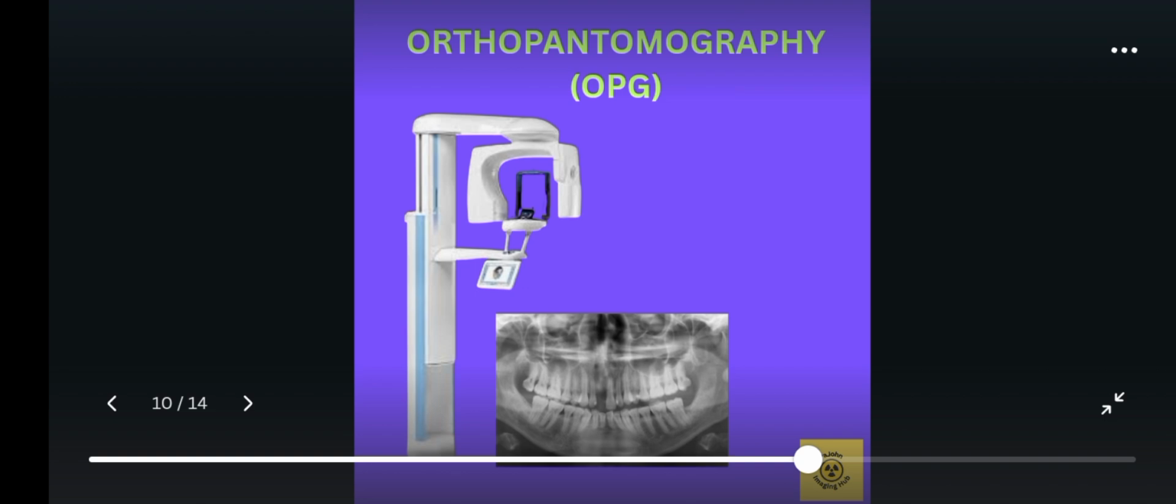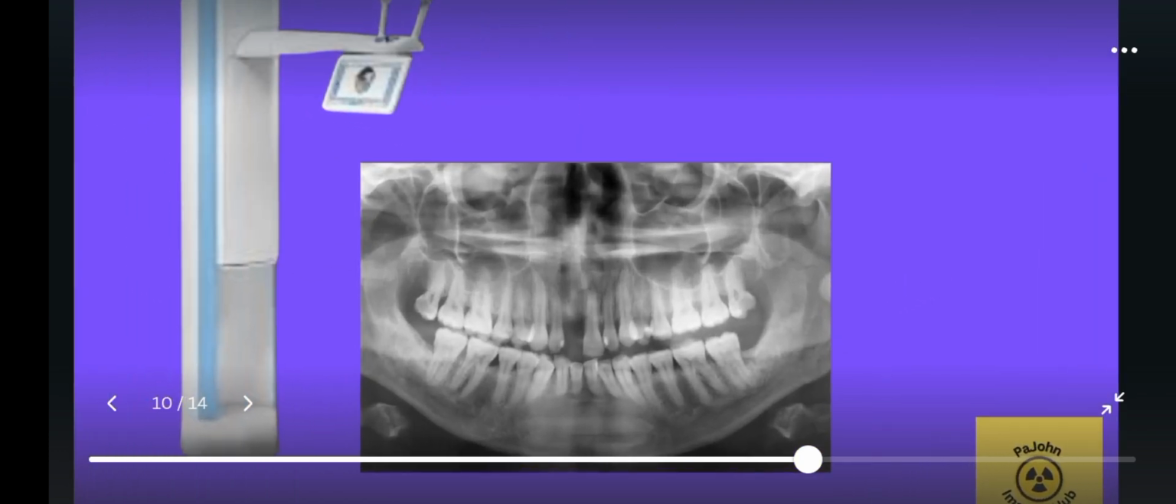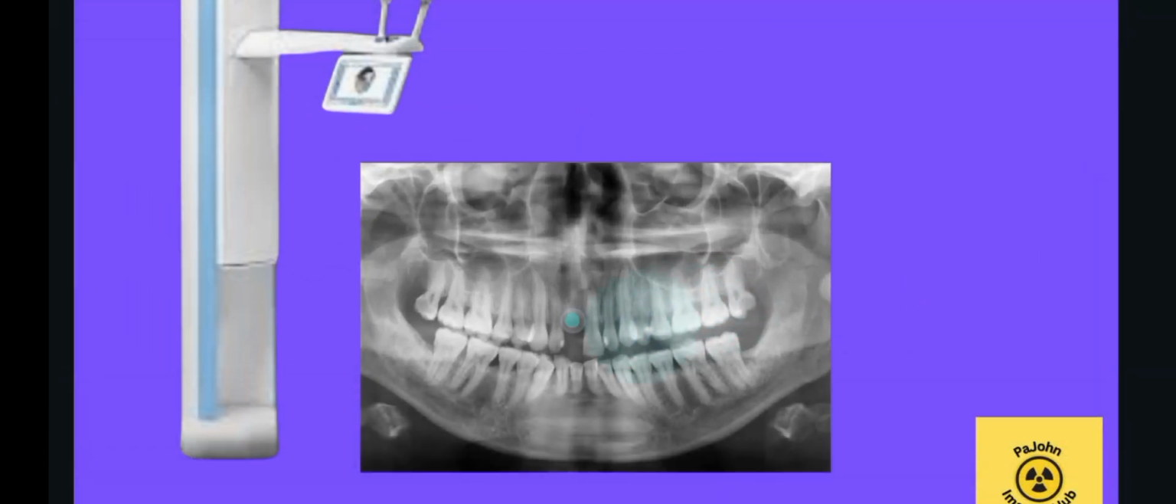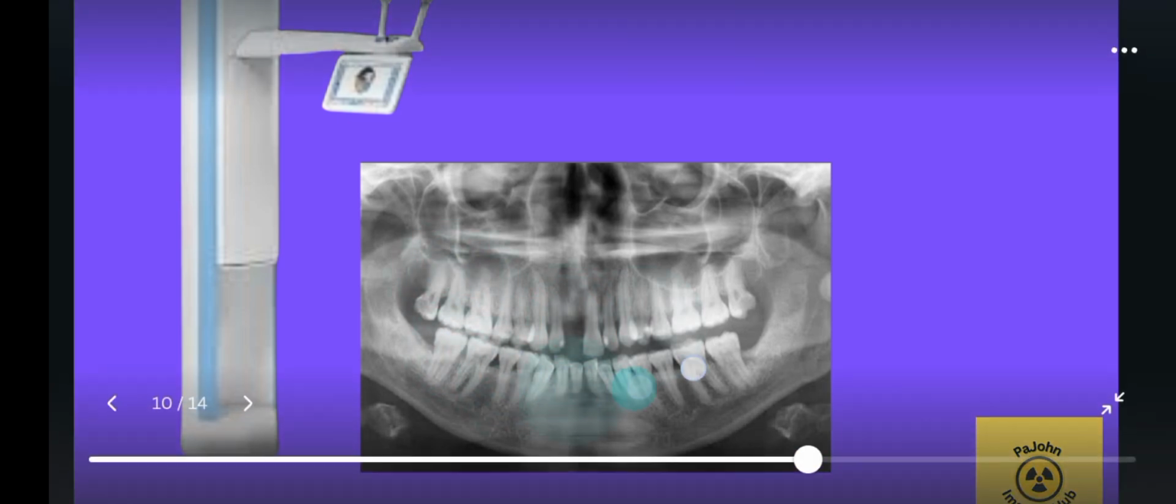So you can see this image here. You can see the teeth.